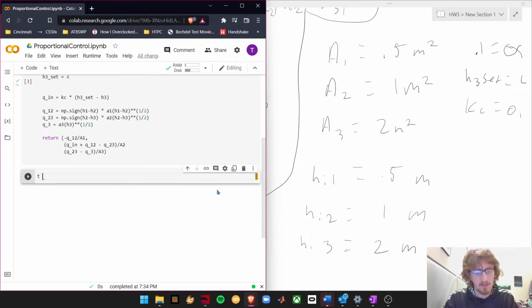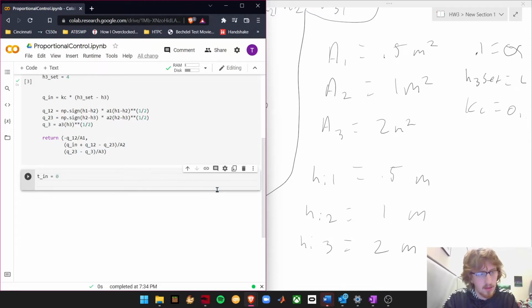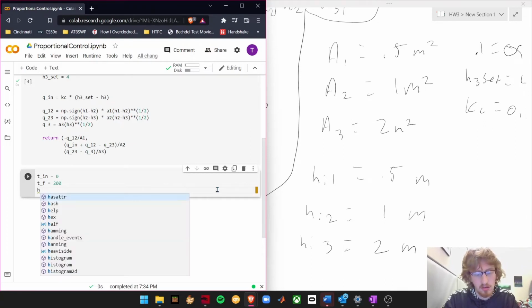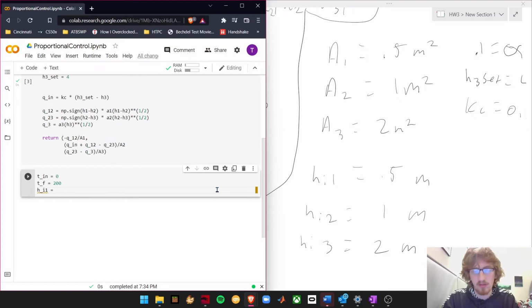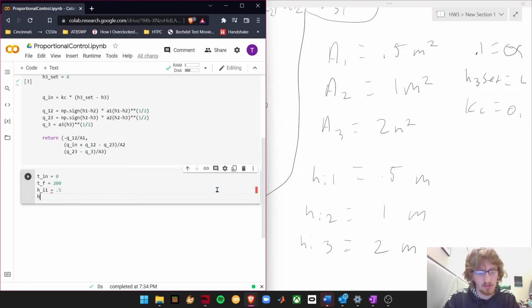So we'll say our time initial is going to be 0. Our time final is going to be, we'll go to 200 seconds. And then our H, I1, actually, no. Yeah, we'll say I1. Our initial height for tank 1 is going to be 0.5 meters. Our initial height for tank 2 is going to be 1 meter. And the initial height for tank 3 is going to be 2 meters.